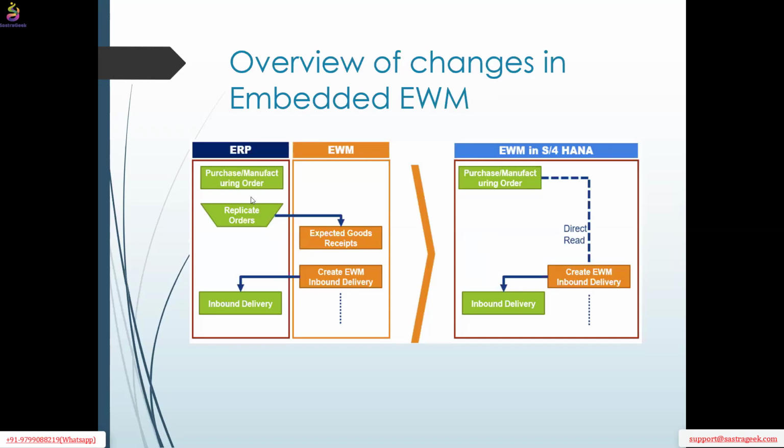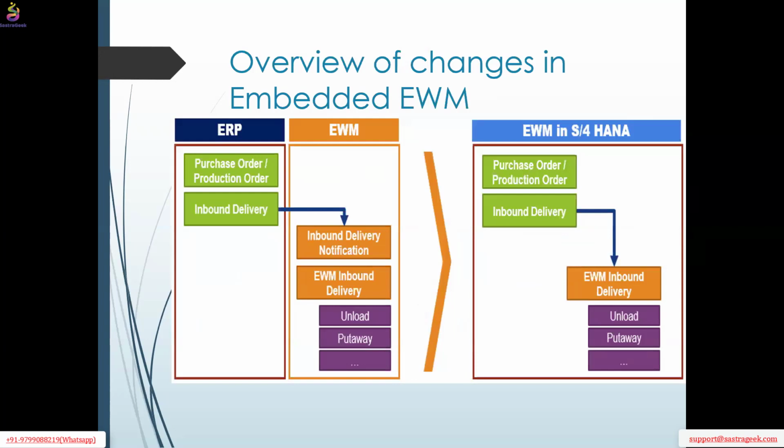For example, in the case of an inbound scenario, we might create a purchase order, and then we'll create an inbound delivery in the system. That inbound delivery transfers to EWM as a notification, followed by an EWM inbound delivery. So in a decentralized landscape, we have a flow such that the duplication of the inbound delivery gets created back again in the EWM system as a notification.